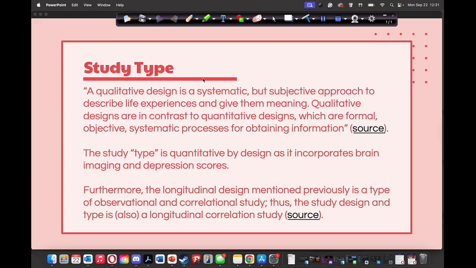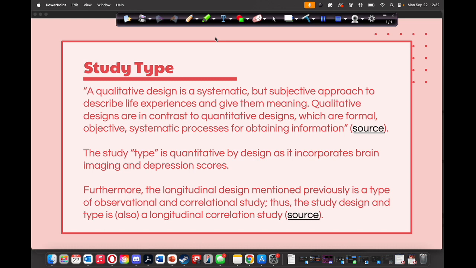So onwards to the study type. I pulled this from the lecture notes on Canva. A qualitative design is a systematic but subjective approach to describe life experiences and give them meaning. Qualitative designs are in contrast to quantitative designs, which are formal, objective, systematic processes for obtaining information. The study type is quantitative by design, as it incorporates brain imaging and depression scores.